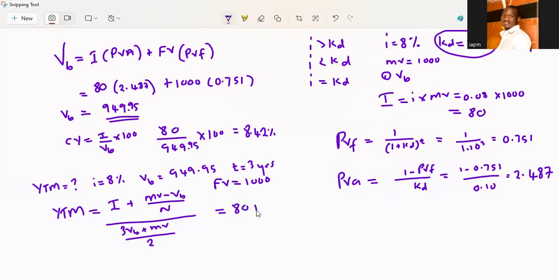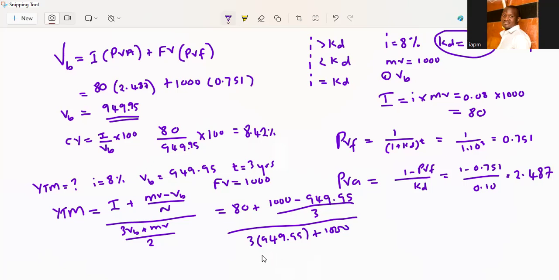Plus the face value here is what? 1,000 minus the value of the bond, which was 949.95. What was our period N? 3 years, so put 3 years there. And 3VB, when you calculate there, you're going to have 949.95 plus the face value of 1,000, divided by 2. So when you calculate that, you simply get approximately 10%. This is how we calculate the yield to maturity. It takes us back to what we had initially there.